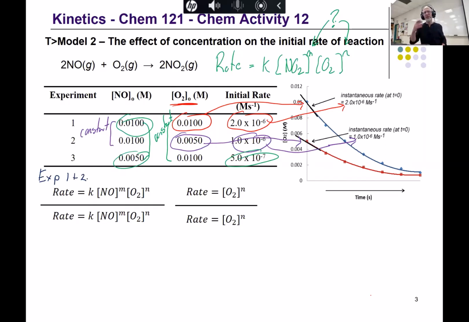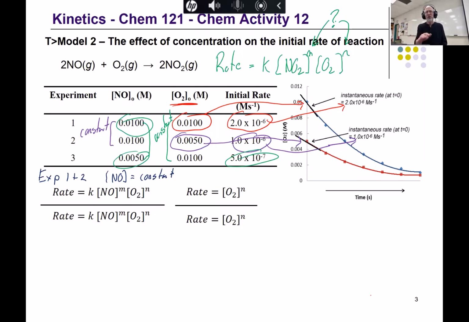And you can see that for experiments 1 plus 2, what's happening is the nitrogen monoxide concentration is kept constant. So I'm just going to remind ourselves about that. So nitrogen monoxide concentration equals a constant. Remember, those square brackets represent concentration of. And the goal of looking at experiments 1 and 2 is to see how changing the oxygen concentration impacts the rate.